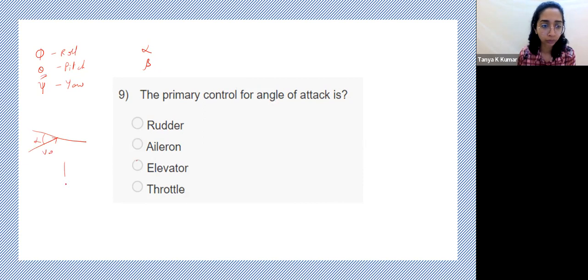Similarly, from the top view, if this is your fuselage reference line, this was your initial V infinity, and now due to gust, your V infinity has changed. This is your side slip. You can change only the yaw. You cannot control side slip or angle of attack. So this question is slightly problematic, in which it says you can control angle of attack. You cannot control angle of attack because that is determined by the free stream velocity V infinity. So what it should have been is primary control for pitch. But yes, the axis about which it controls is the same. That's longitudinal control, and the answer is elevator.